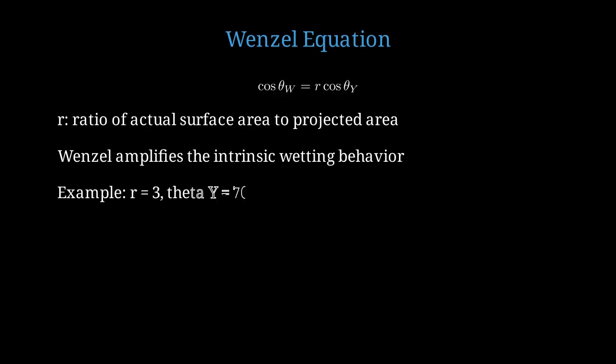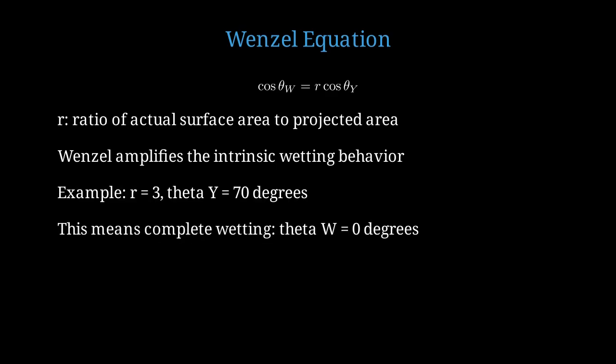For example, if R equals 3 and theta Y is 70 degrees, then cosine theta W equals 3 times 0.342, which is 1.026. But wait, cosine cannot exceed 1. This means the denominator forces complete wetting. The contact angle becomes 0 degrees, the liquid spreads completely.